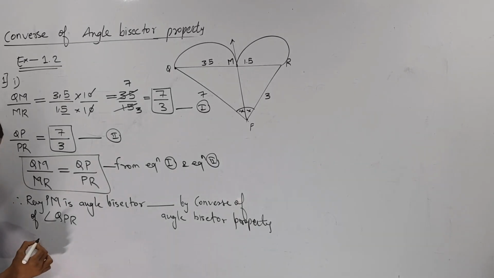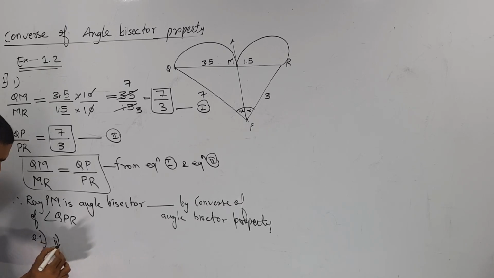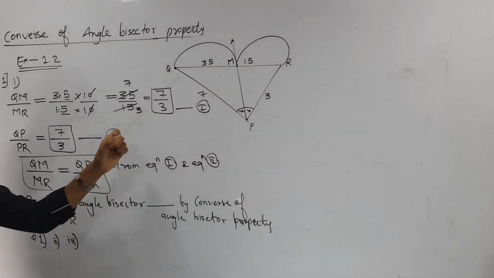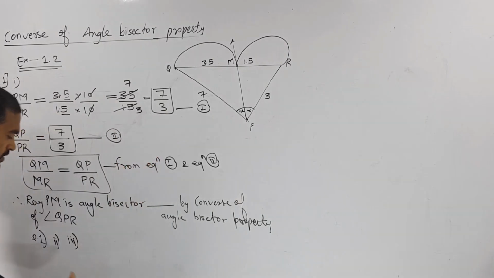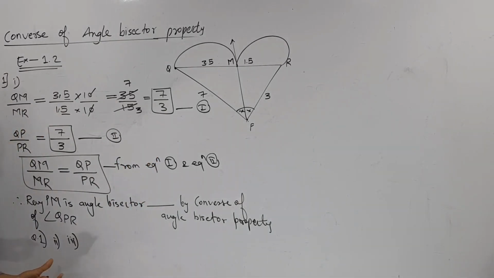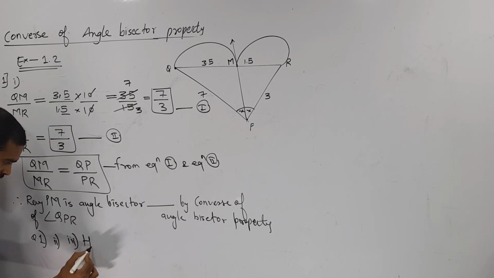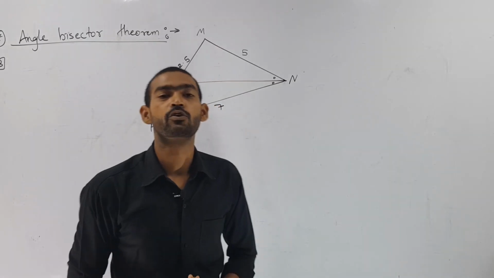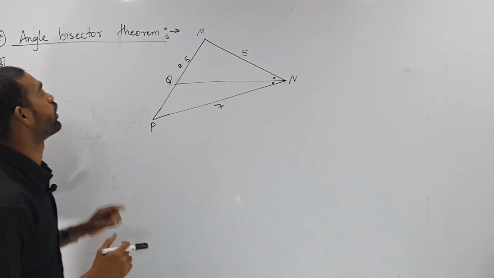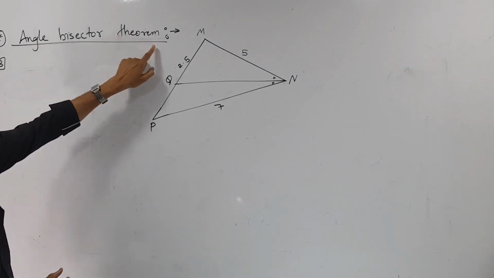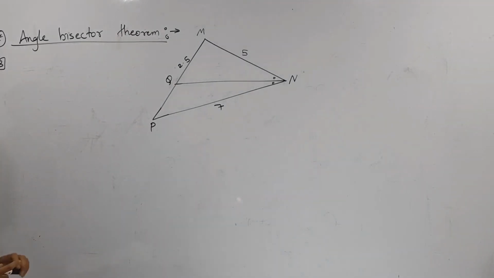Students, question number first, second and third sub questions are exactly similar to the first one. So this we can try at home. This will be kept as homework. Today we'll see the application of the angle bisector theorem in your textbook.